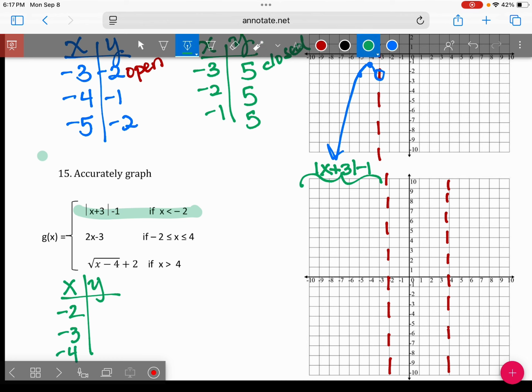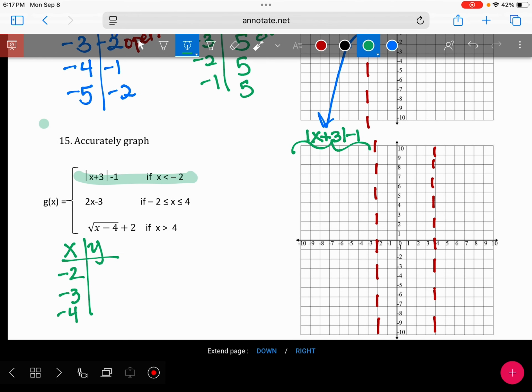Go ahead and pause the video. See what you get for your 3 y values, and then we can come back and see if we agree. Okay, so I got a 0, a -1, and a 0. And this is not equal, so it's open. So -2, 0, -3, down 1, -4, 0. So this is a V. And that would be that piece.